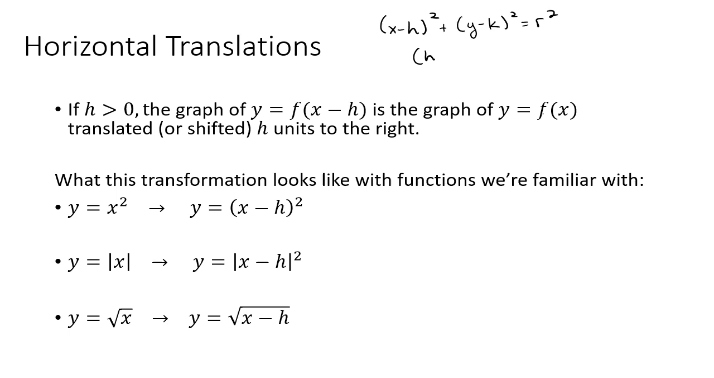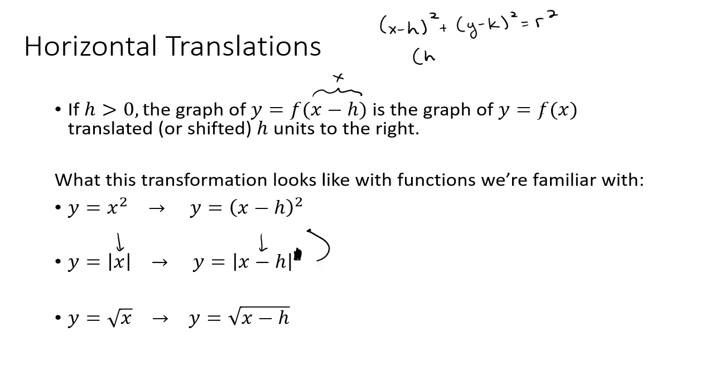Now to take a look at what that would appear as with the three base functions we're looking at in this section, remember this is basically function evaluation. You're replacing x with x minus h. So if your base function is y is equal to x squared, our parabola, you would replace that x with parentheses and then plug in x minus h. So it's x minus h quantity squared. For y is equal to absolute value of x, you replace the x inside of the absolute value with x minus h. That should not be squared anymore.